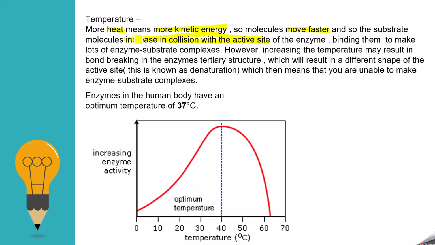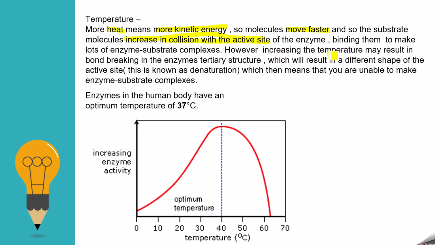So basically, more heat means more kinetic energy. Because they have more kinetic energy, they're going to move a lot faster, and so it increases the chance of a collision. The more you move about, the higher the chance of you colliding with something, and that thing it's going to collide with will be the active site of the enzyme. Once it binds to the active site, it makes an enzyme substrate complex, so we get an increase of these enzyme substrate complexes.